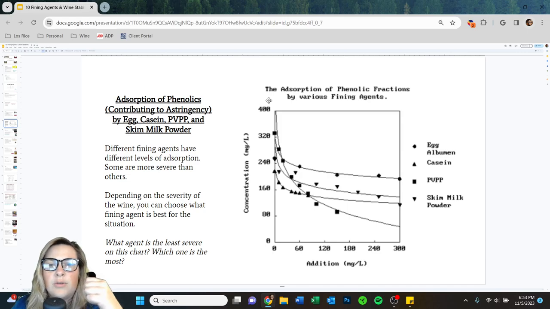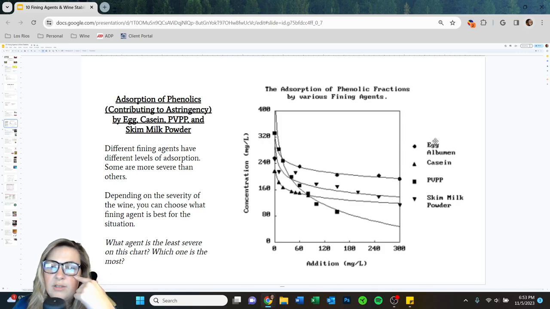So here we have a chart. This is the adsorption of phenolic fractions by various finding agents. So here on the y-axis, we have the concentration of phenolics. So this is contributing to astringency in wine. So just think it's just over tannic, really harsh on the finish, very chalky. So you want to remove that. So say this is the concentration. So we're starting at a very high concentration, right? And then here on the x-axis, we have the addition rate.